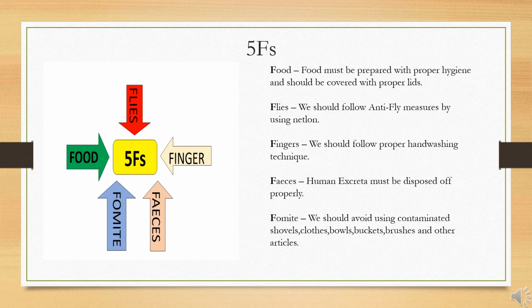This slide will talk about the 5 F's. Food. Food must be prepared with proper hygiene and should be covered with proper lids. Flies. We should follow anti-fly measures by using nets. Fingers. We should follow proper hand washing technique. Feces. Human excreta must be disposed of properly. Fomite. We should avoid using contaminated shovels, clothes, bowls, buckets, brushes and other articles.